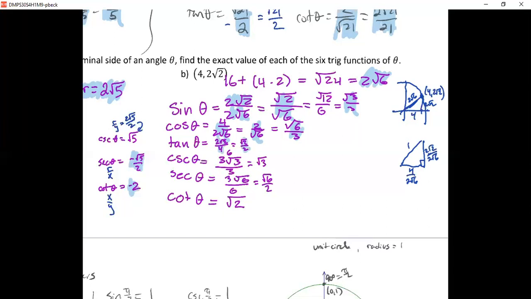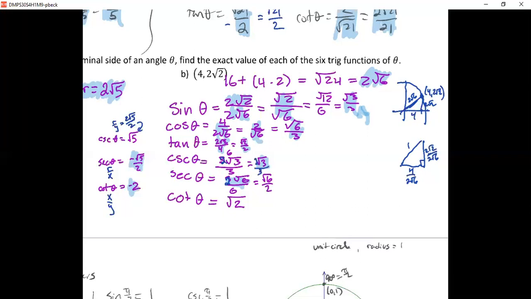Cosecant is the reciprocal of this one, so that would be 3 over the square root of 3, which rationalizes to just the square root of 3. Secant is going to be r over x. So our r value is 3 square root of 6. I really feel like that should be 2 square root of 6. So secant should be 2 square root of 6. So it's r. Both of these should have been 2. Man, my apologies. I'm glad I caught it.